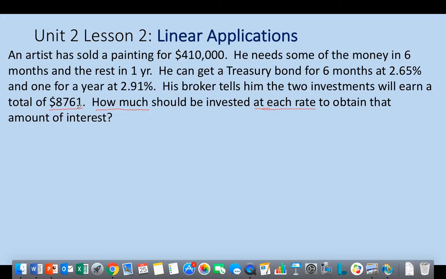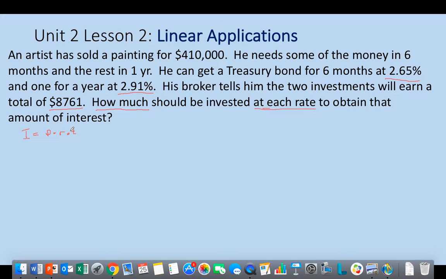Okay, so here's what I've got going on. I've got two things: the bond for 6 months at this rate, and the one for 1 year at this rate. And so I'm trying to think, what formulas do I already know that relate to interest? Well, one of the simple things is the simple interest formula. The amount of interest equals the principal times the rate times the time.